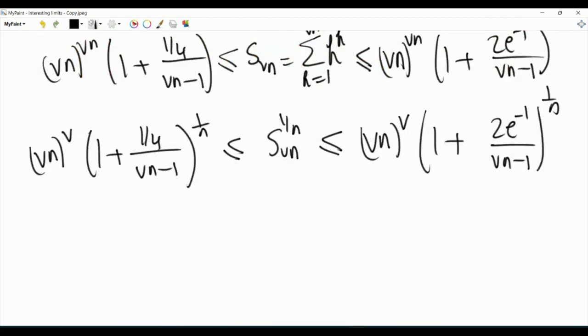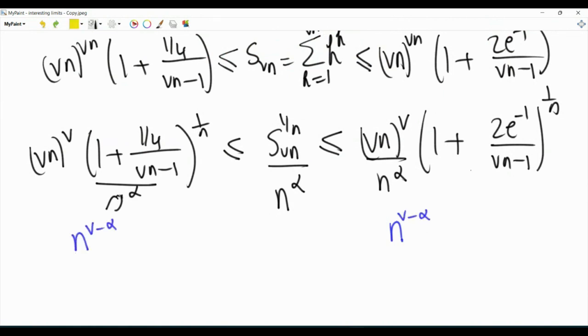The problem wants the limit of Svn to the power 1 over n, the nth root of Svn, when we divide it by n to the power alpha. And alpha is a positive real number. The relevant term here will be n to the v minus alpha. Those brackets are innocent. Basically, as n tends to infinity, the inside of the bracket will go to 1 and the power will go to 0. So those brackets will tend to 1 as n tends to infinity. The important term is n to the v minus alpha.